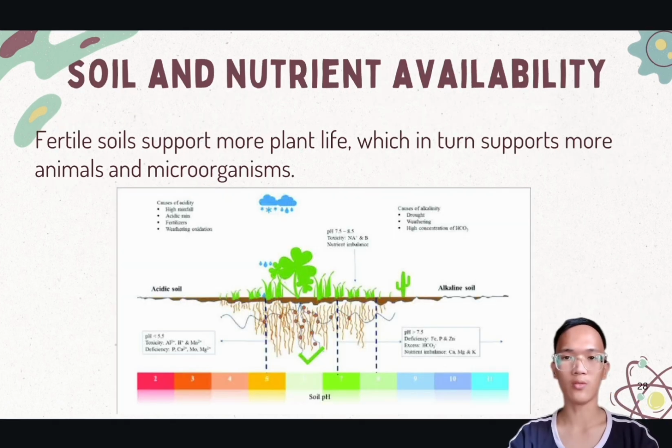Next is the soil and nutrient availability. Fertile soils support more plant life, which in turn supports more animals and microorganisms. This is why the Amazon rainforest supports more life, as it has more soil and nutrient availability than desert climates, which has little soil and nutrient availability.